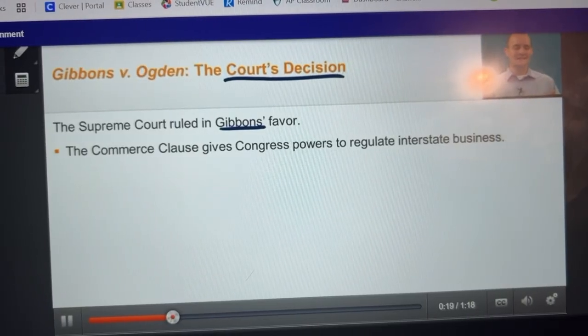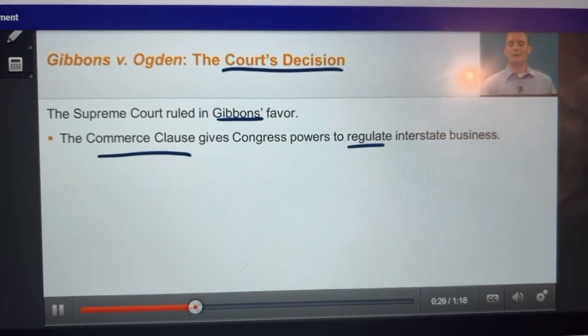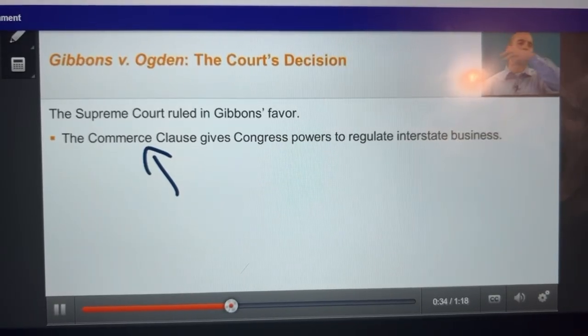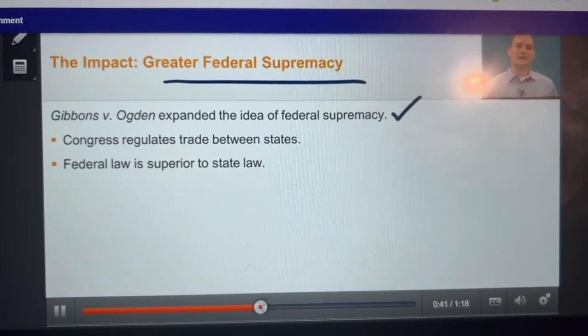Now what they said in addition to that, they said that because of the Commerce Clause, this gives Congress powers to regulate interstate business. Because it's written in the Commerce Clause, it gives Congress the ability to regulate that trade. And this further led to greater federal supremacy, and the case expanded that idea as well.